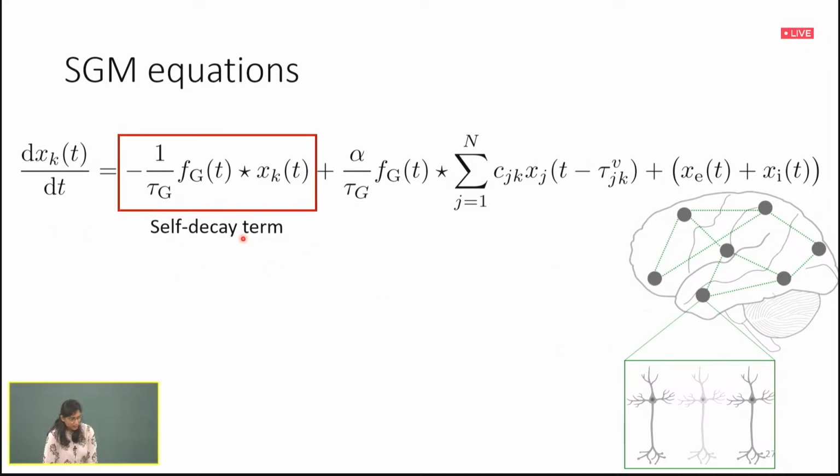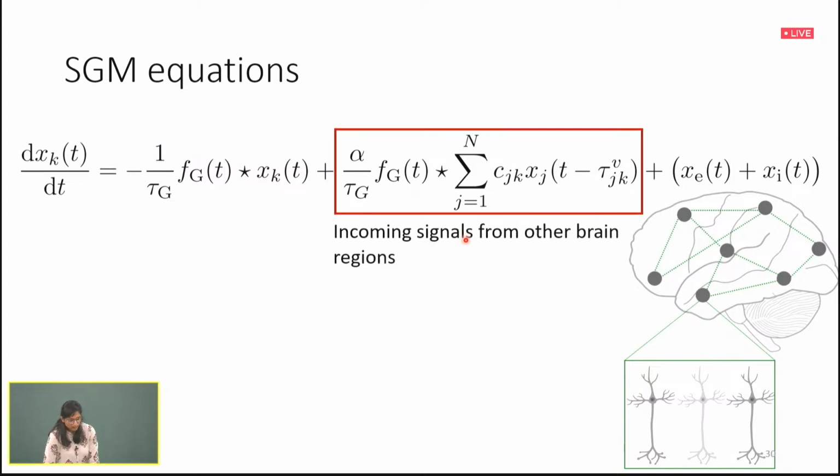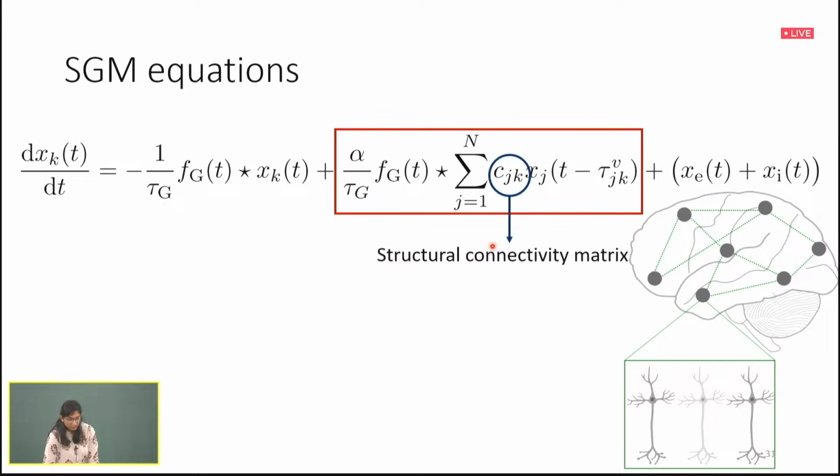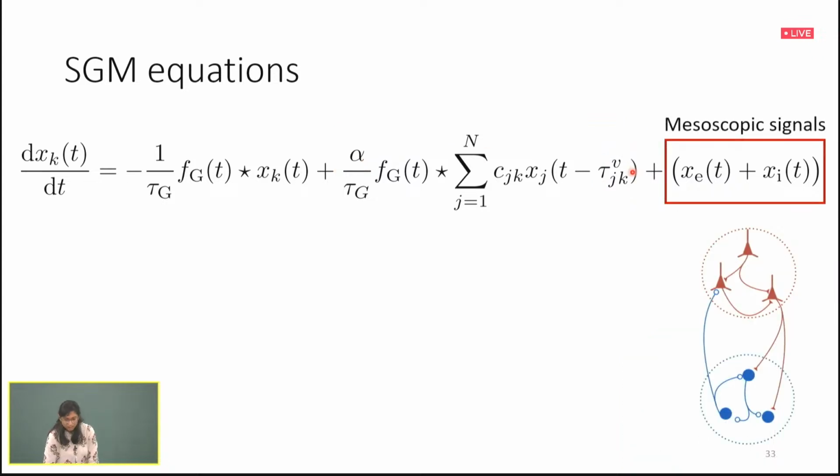So first, you can say it's like a self-decay term we are convolving with some function that captures the macroscopic level experimental variability. Second term corresponds to signals coming from other brain regions that are connected via the structural connectivity matrix, and they are all coming with a delay depending on the distance between them and the speed at which they are transmitting, and they are proportional to the coupling constant, which regulates overall how much we want to scale the incoming signals. And third one corresponds to the mesoscopic or the regional level excitatory and inhibitory signals.